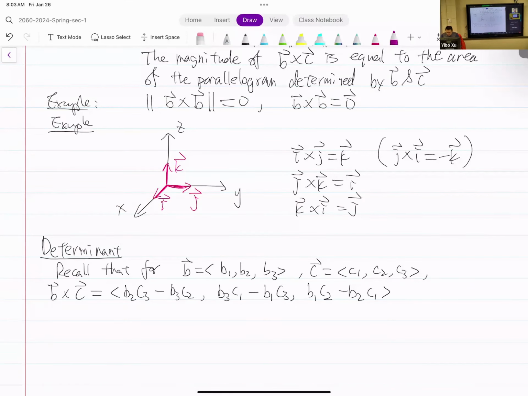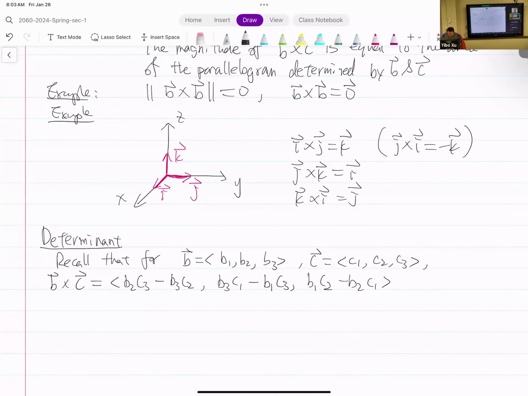So you can see these two have the same kind of pattern. So for the ith entry, you're not allowing the index i. Right? i is 1, 2, 3. But then the second term is just the opposite order. So we'll see another way to memorize it.